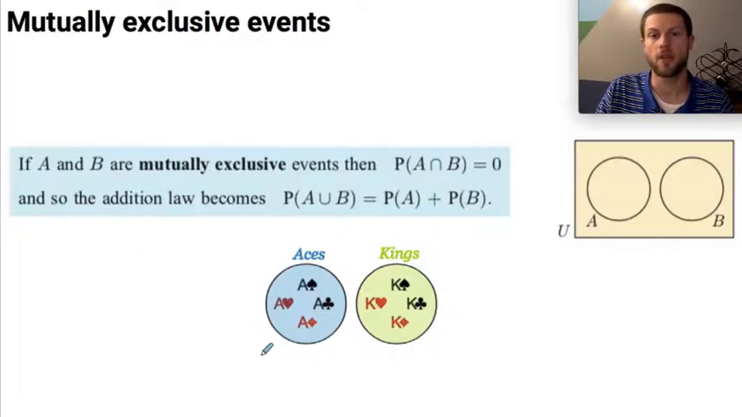And again, think of this with like aces and kings. These are mutually exclusive events. So if I wanted to find the probability between these two sets of cards, that I would draw either an ace or a king.